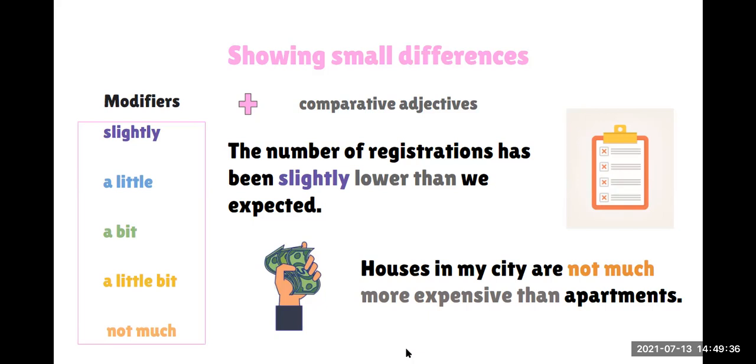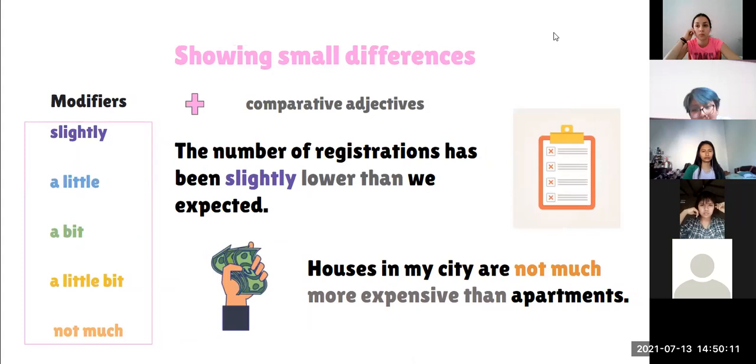Any questions? I want you to use these modifiers with any comparative adjective to describe anything or to compare anything with a small difference. Okay, think of your examples. You can use any of these modifiers with any comparative adjectives to describe things and show a small difference. What can you say?